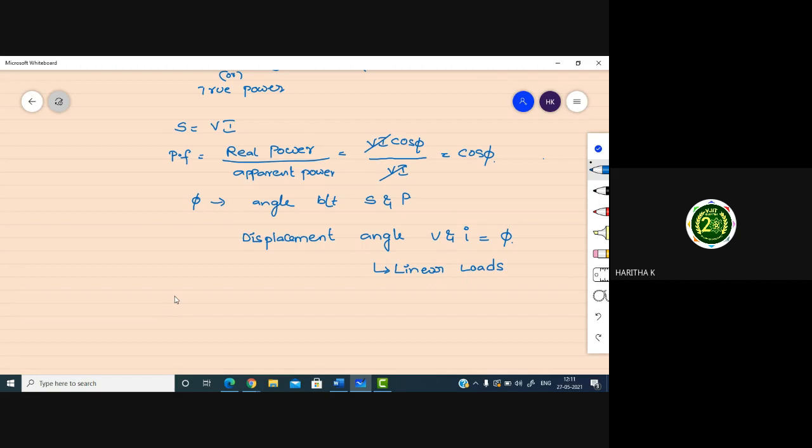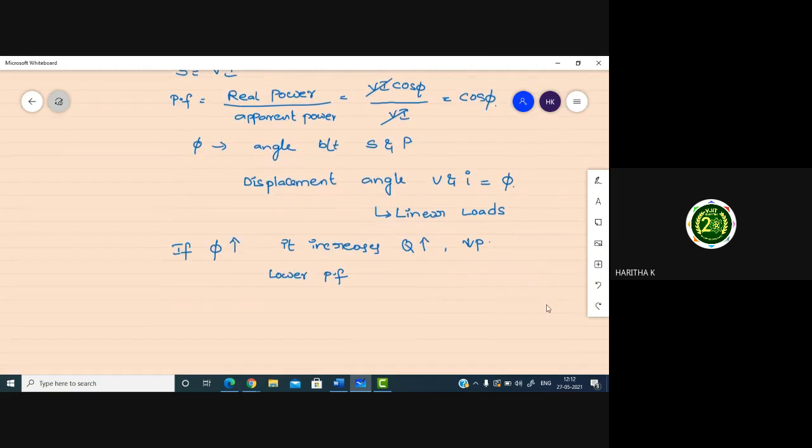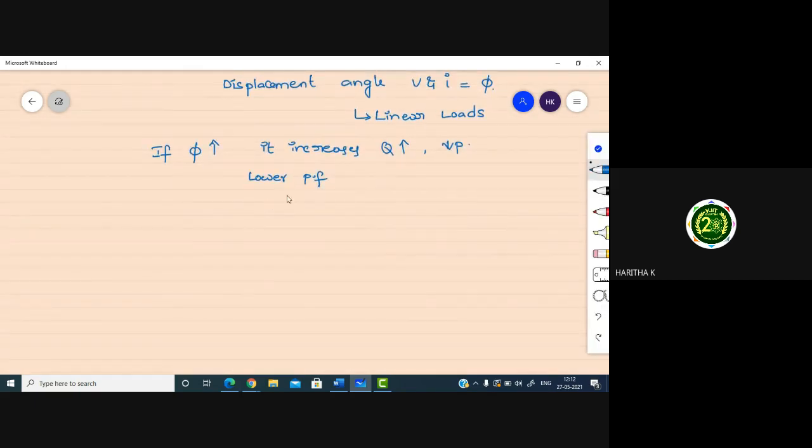Suppose for a given amount of current, if you increase this phi, it will increase Q, reactive power. Reactive power will be increased and real power will be decreased. Thereby, it lowers the power factor. So if phi increases, the power factor will be reduced, reactive power will be increased and real power will be decreased, because power factor is nothing but cos phi.